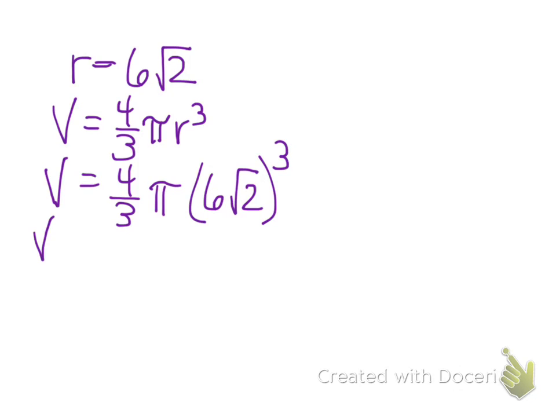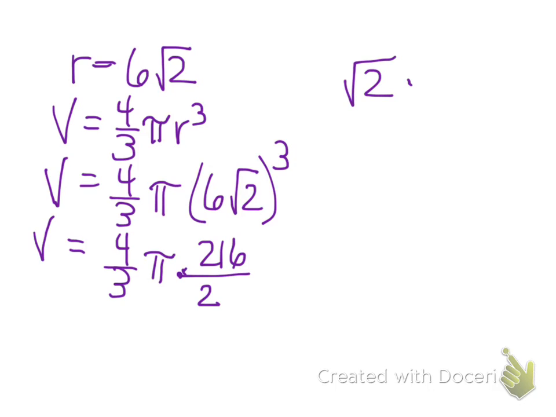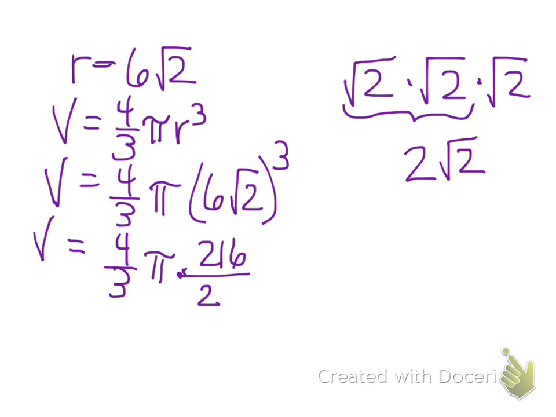Okay, so we get 4/3 pi. 6 cubed is 216. So think of this as 216 over 1, multiplying by it. Square root of 2 cubed is the square root of 2 times the square root of 2 times the square root of 2. So remember, these kind of collapse down, and that's 2 times the square root of 2. Okay, so let's just go ahead and substitute that. We've got times 2 times the square root of 2.